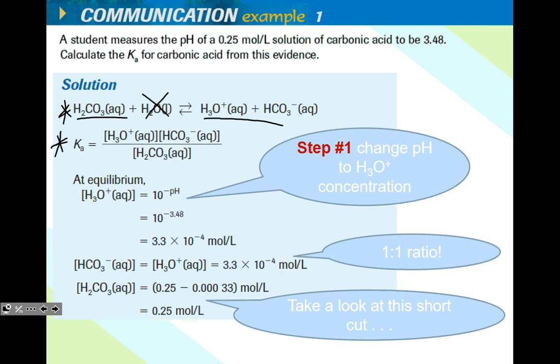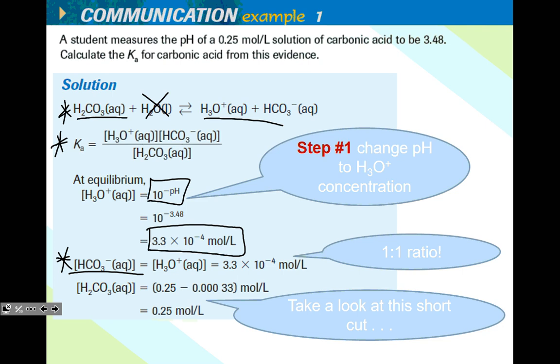And we're going to go ahead, step number 1, and change our pH of 3.48 into the hydronium ion concentration. And we get a hydronium ion concentration of 3.3 times 10 to the negative 4 moles per liter. That's because we did our lovely 10 to the power of negative pH. And we know that, again, this is a 1-to-1-to-1 ratio. So if the concentration of the hydronium ion is 3.3 times 10 to the negative 4 moles per liter, we know that the HCO3 minus is also 3.3 times 10 to the negative 4 moles per liter, okay?